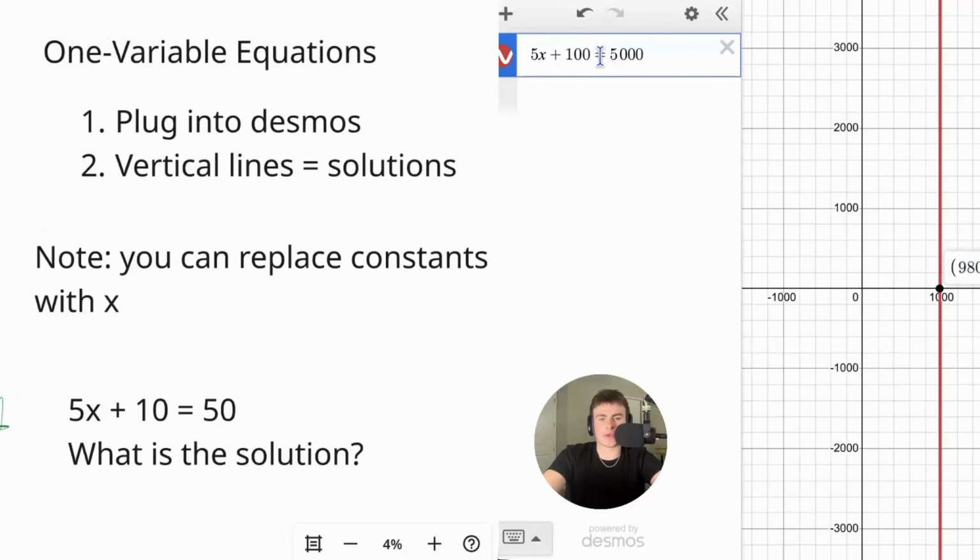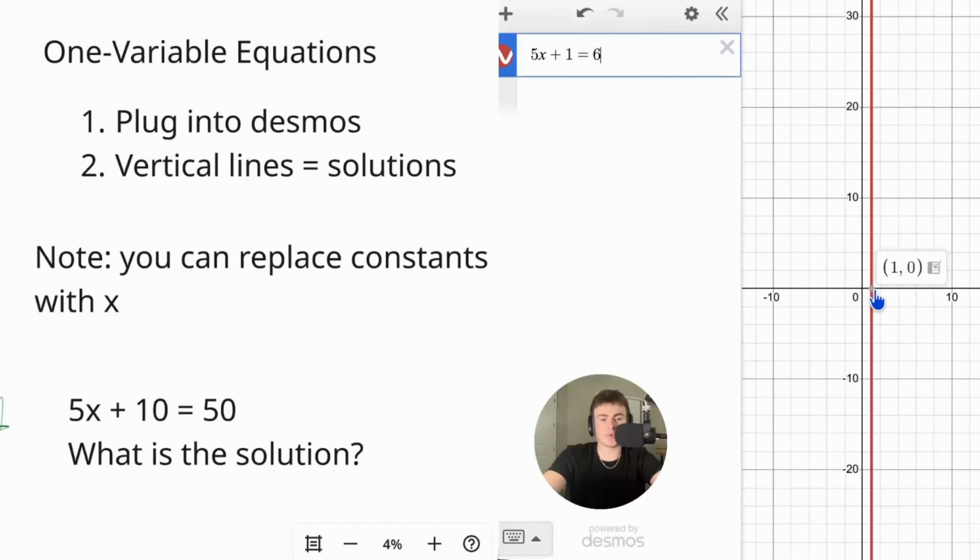Let's do an easier one. Let's say 5x plus 1 equals 6. Well, x is just 1. You probably do that in your head. But it tells you visually here the solution is the vertical bar. Now, it's not always going to be a solution where it's a vertical bar. If you have a system, they might intersect. But if you have a one variable equation like this, it will be a vertical bar, okay? That's a big differentiator I need you to understand. Vertical lines are solutions when you have one variable equations.